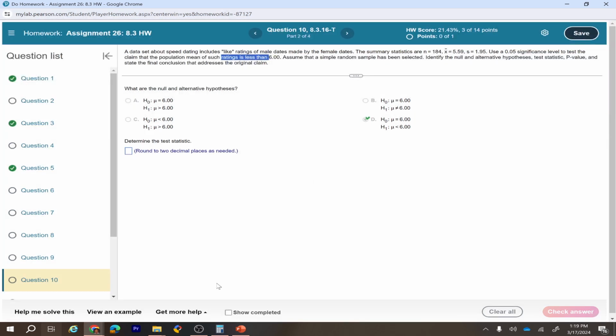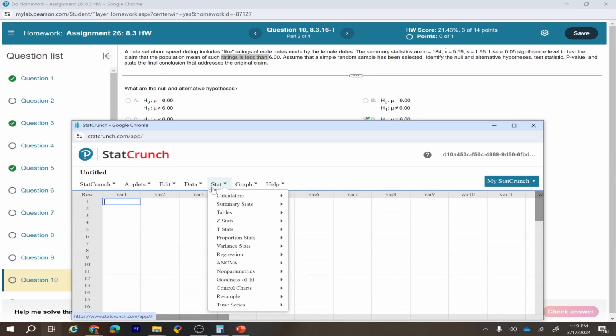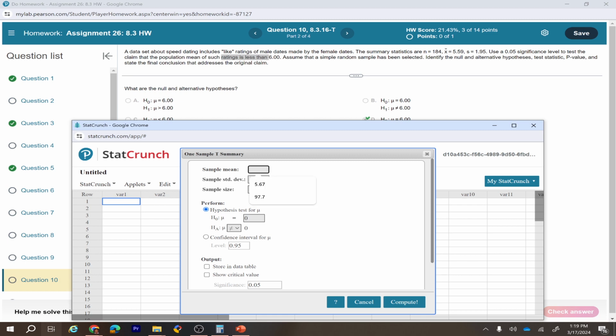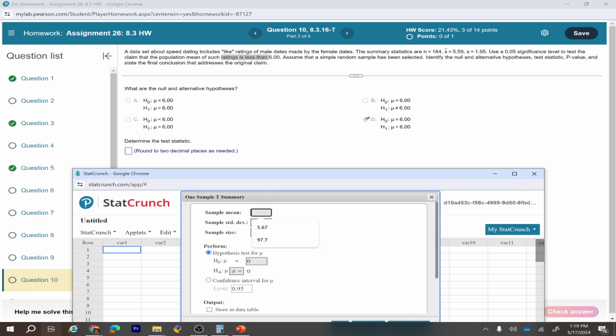For finding the test statistic for a problem like this, you go to StatCrunch, go to Stat, then T Stats, then One Sample with Summary, and fill out this information. Here we are trying to find the t statistic, so it's a t-stat. The sample mean is 5.59, which is given. The sample standard deviation is 1.95, which is also given. The sample size is 184, also given.